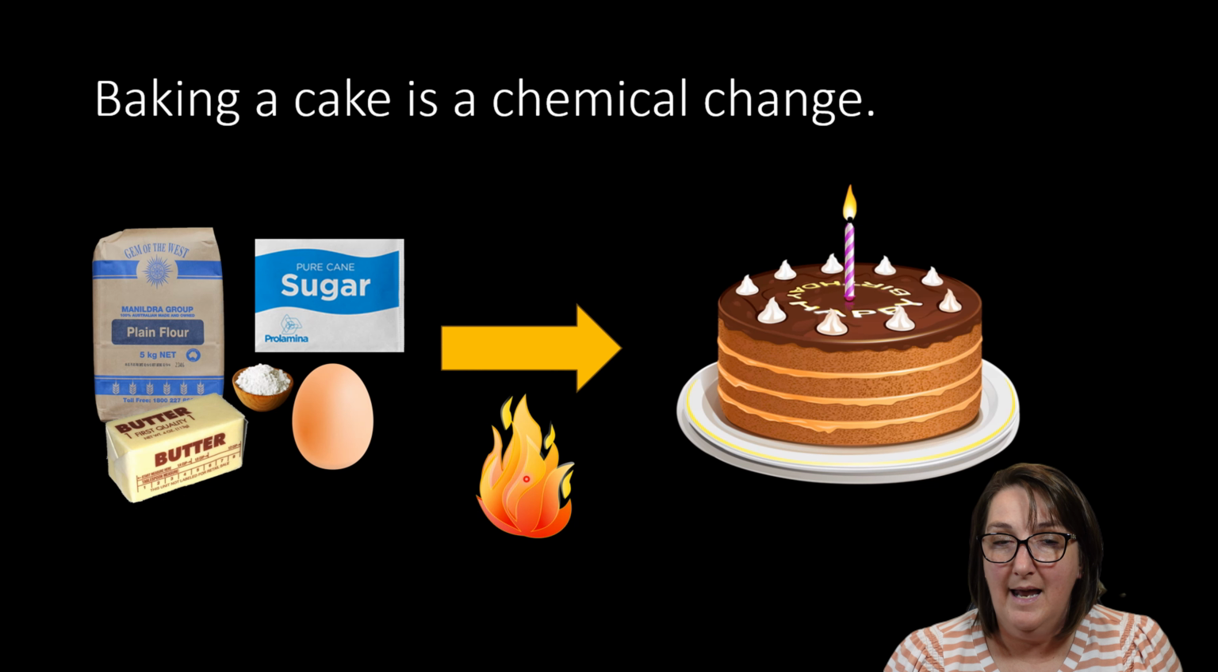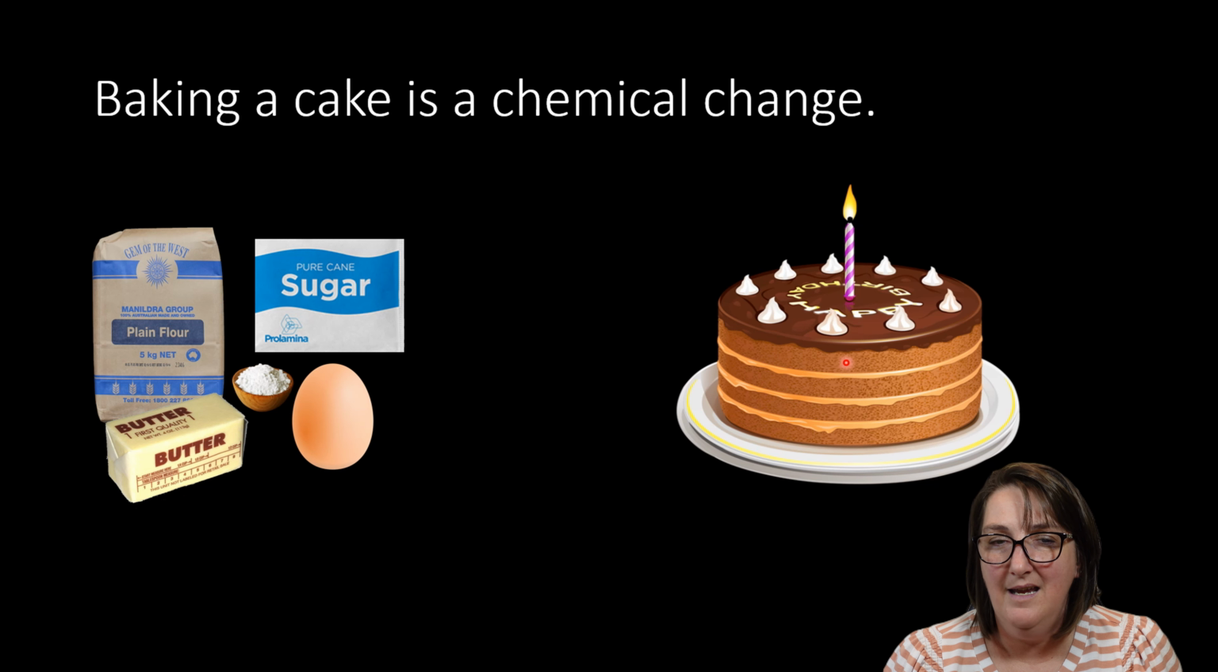So when I add that heat, it's now rearranging, breaking the bonds of the flour, breaking the bonds of the sugar, and it's going to cause them all to come together in a very specific way. When I add that heat, I'm going to make the cake. I'm going to make carbon dioxide, which is what's going to cause the cake to rise, and then I'm going to have that.